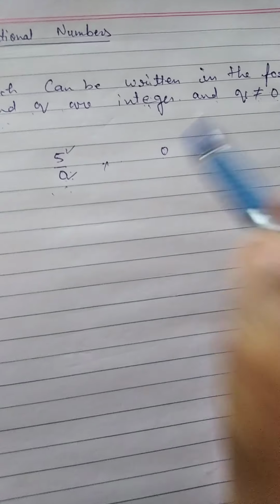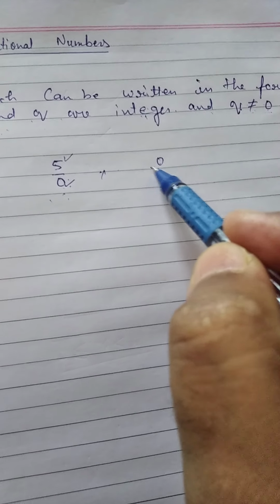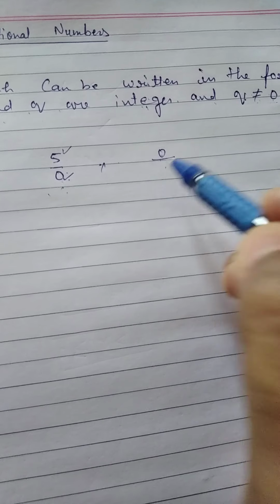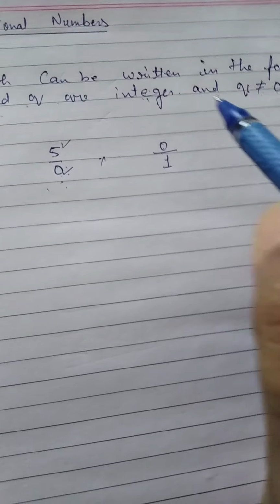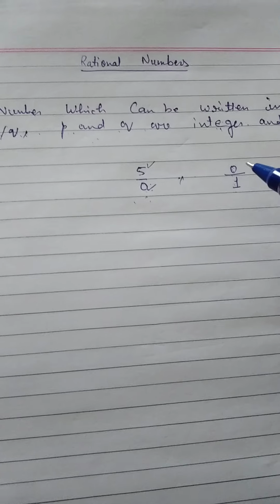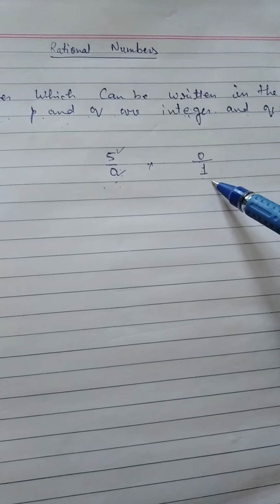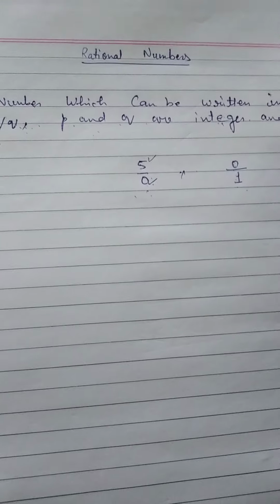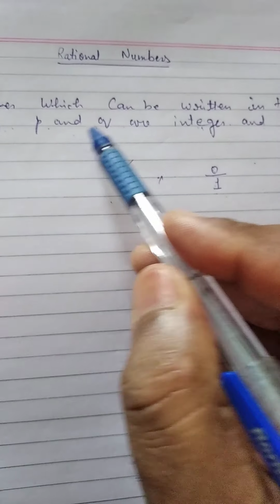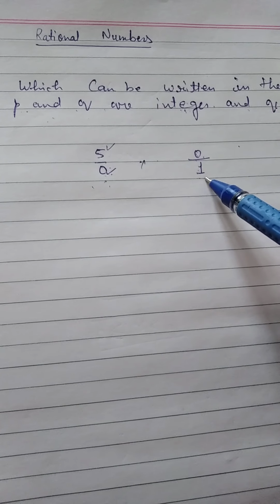Generally we write 0. If you write 0, what is its denominator? You know very well, if no denominator is written, the denominator is 1. So this is 0 upon 1. Now we have to verify. This is of the form P upon Q, so the first condition is verified. Second condition, P and Q are integers. 0 is an integer and 1 is also an integer.